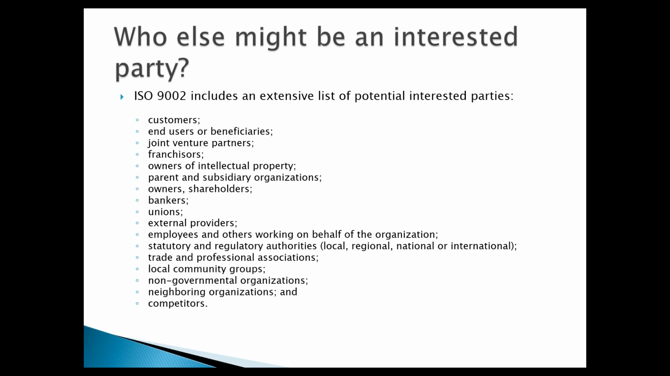Now, in terms of how long the list might be of who the interested parties are, for that we turn to ISO 9002 once again, and as you can see, there is a very extensive list of possibilities provided. And we get into some very interesting items: local community groups, government bodies, neighboring organizations, unions, and so forth.